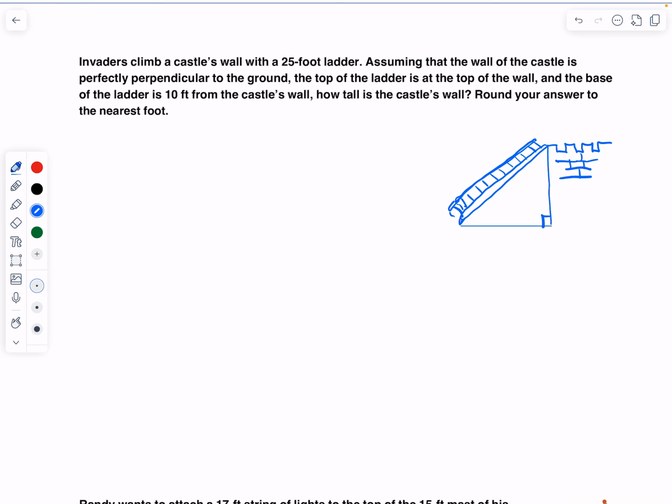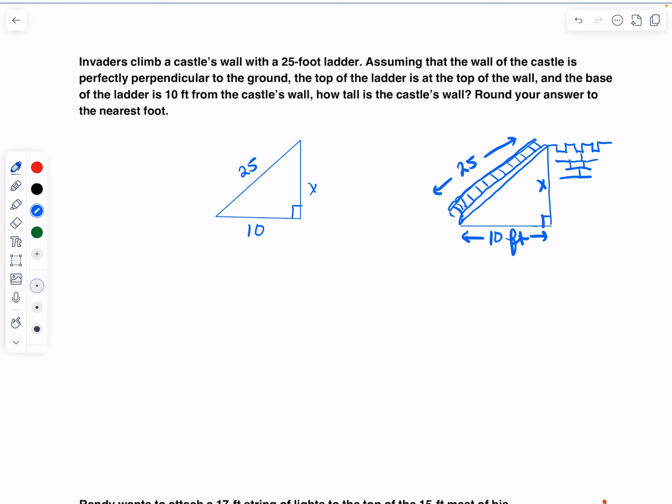So the length of the ladder is 25 foot. So let's go ahead and put that in there. And I know that it's 10 feet from the castle wall on the ground, right? So I know the length of this. But what I don't know is the height of the castle. So I'm going to let that equal x. So if I redraw this triangle, I have this situation going on. I have 10 here, x here, and 25.